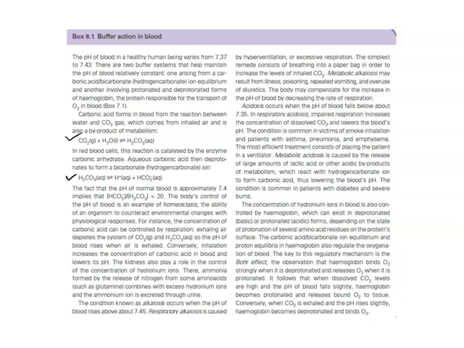Acidosis occurs when pH of blood falls below 7.35. In respiratory acidosis, impaired respiration increases the concentration of dissolved CO2 and lowers the blood's pH. The condition is common in victims of smoke inhalation and patients with asthma, pneumonia, and emphysema. The most efficient treatment consists of placing the patient in a ventilator.